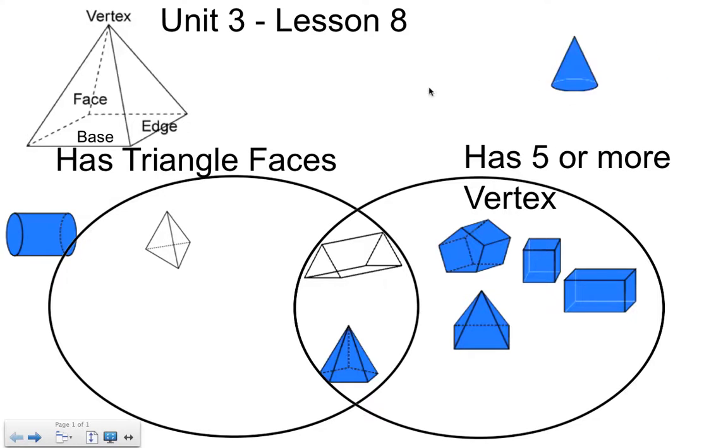And the last one, we have a cone. This is a cone. A cone has one point here, a vertex. It does not have a triangular face because it's kind of cylindrical, like a cylinder here, kind of going around. We would not call this a triangle because this is not a straight edge on the bottom. So it does not fit in any of these. It will go on the outside with the cylinder.